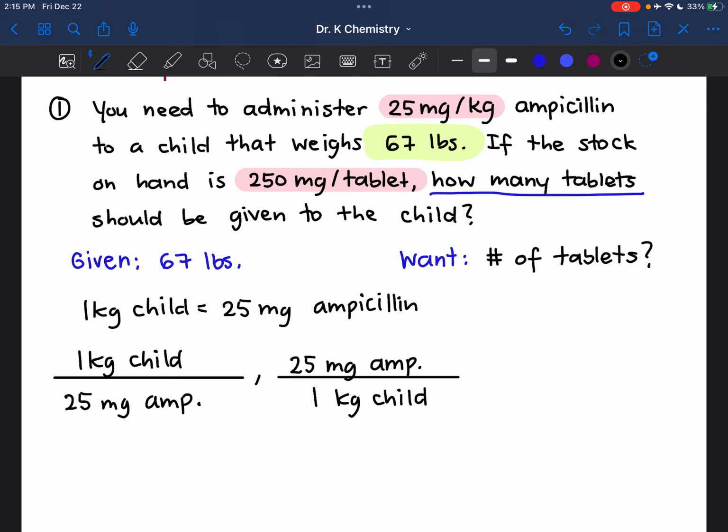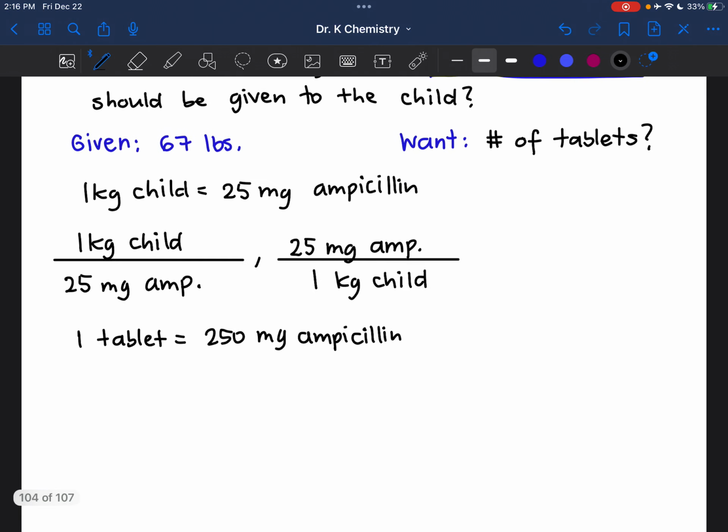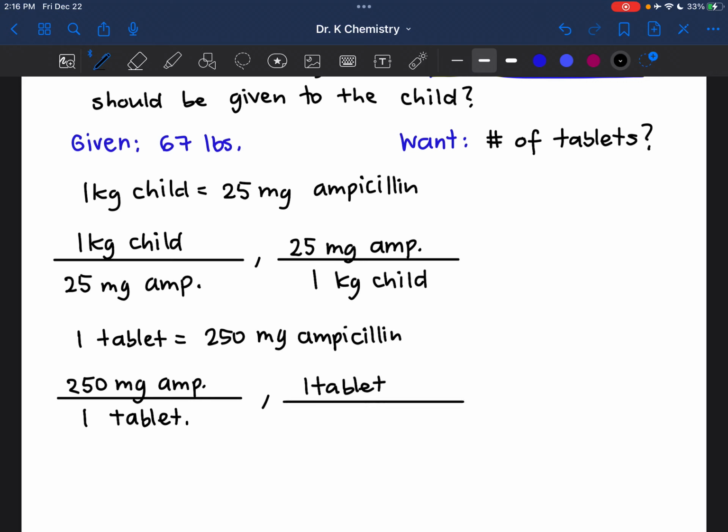Okay, one down. There is another one here that's saying that there are 250 milligrams of medication per tablet. So that really means that in 1 tablet, we have 250 milligrams of ampicillin. And we can turn that into a conversion factor, much like we did with the previous one. So there are 250 milligrams of ampicillin per tablet. So I could put 1 tablet in the denominator, or I could flip that upside down.